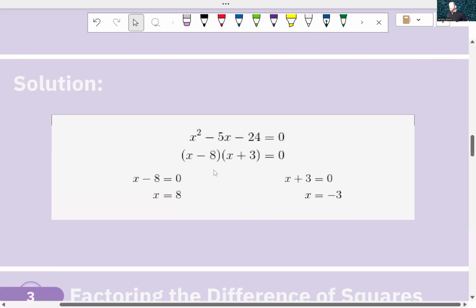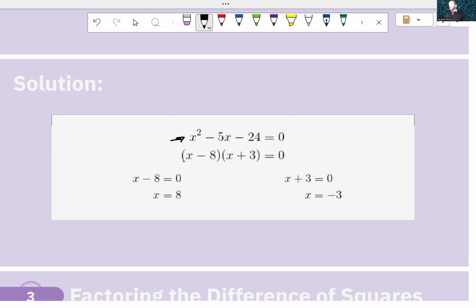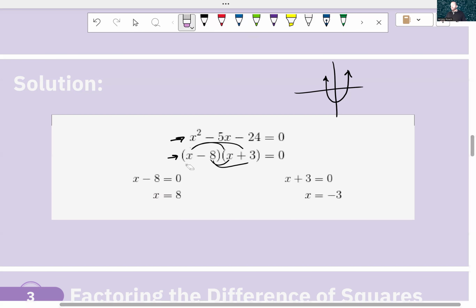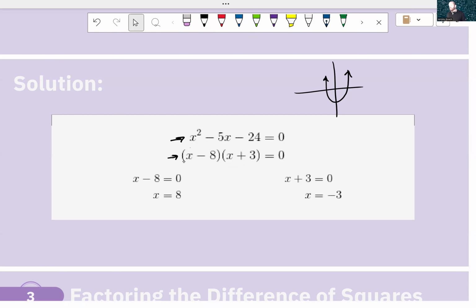Once you get to this form here, you want to actually solve for what x is. So if you were to graph this on a graphing calculator, you would get a parabola, and that parabola is going to open up. If you were to graph the original on the graphing calculator, you would get the exact same parabola, because if you were to multiply these out, you'd end up with this answer. So it's kind of like going the opposite way from multiplying. So that's what factoring is in a sense.